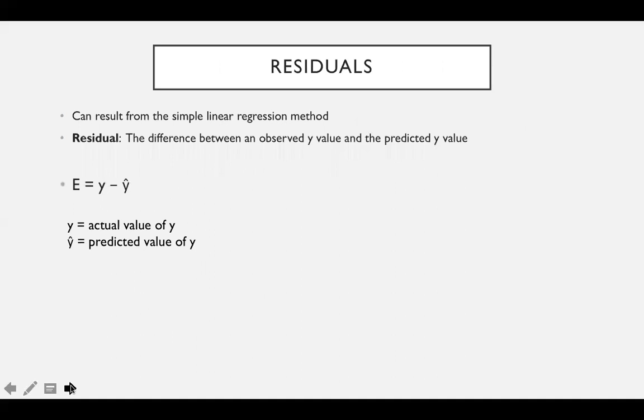So residuals. Residuals can result from the simple linear regression method as we just went over. A residual is the difference between an observed y value and a predicted y value. You can predict a y value using the simple linear regression equation, and then you can also get an observed value from taking data. So you can find a residual by just finding the difference between your observed y value and the one you predict using the simple linear regression method.